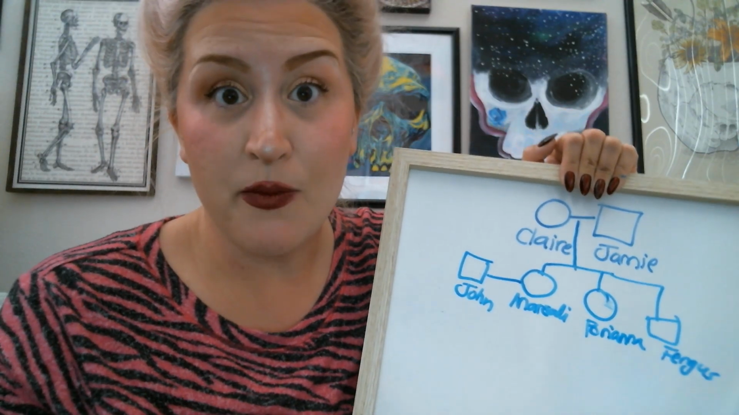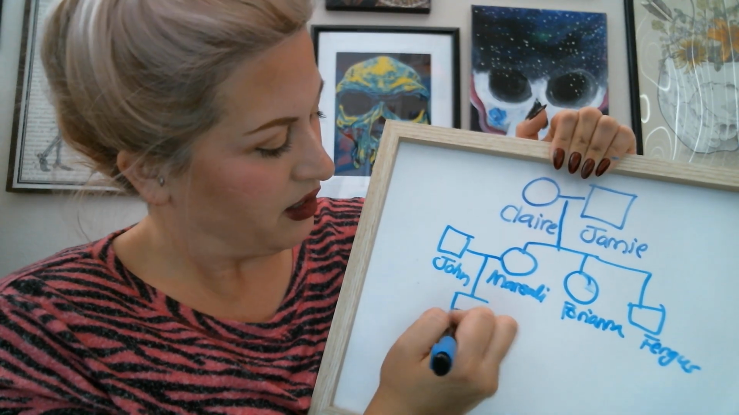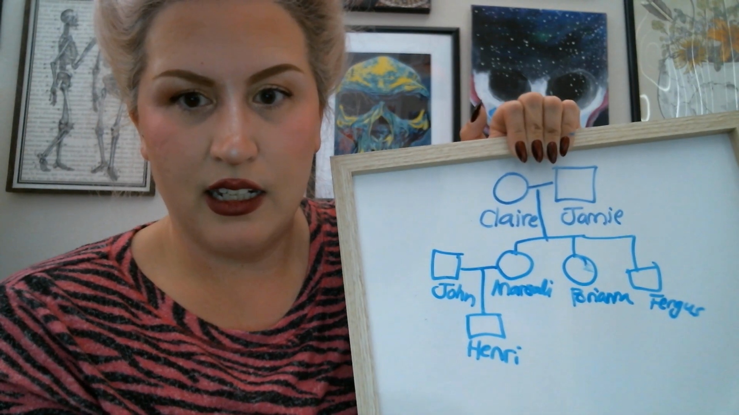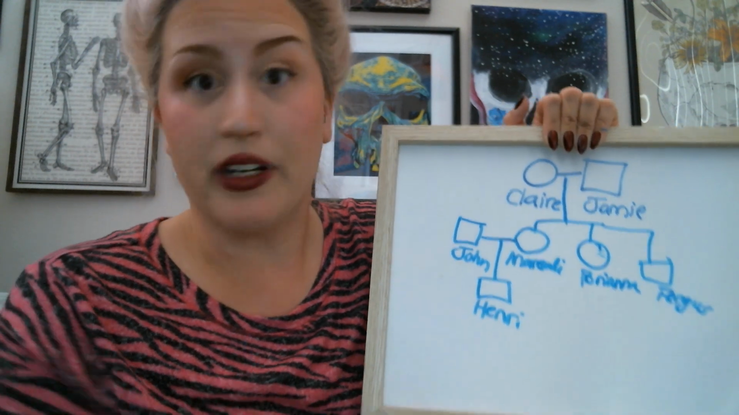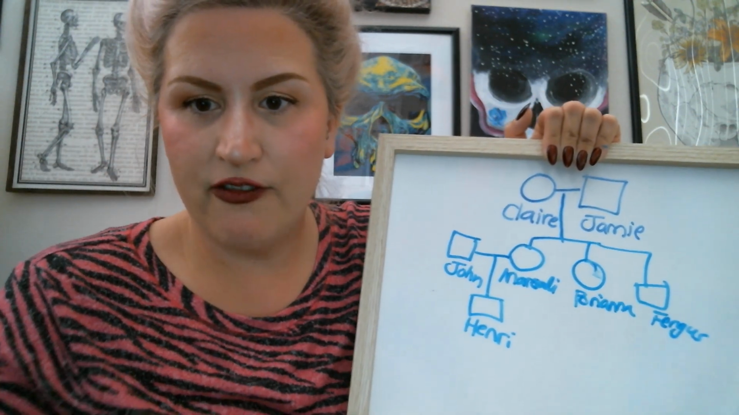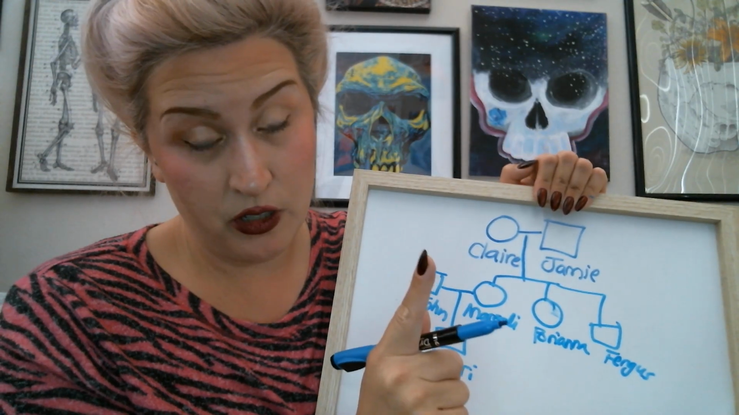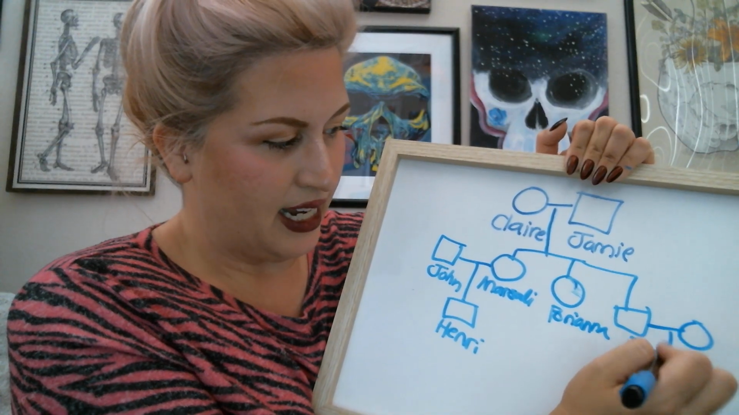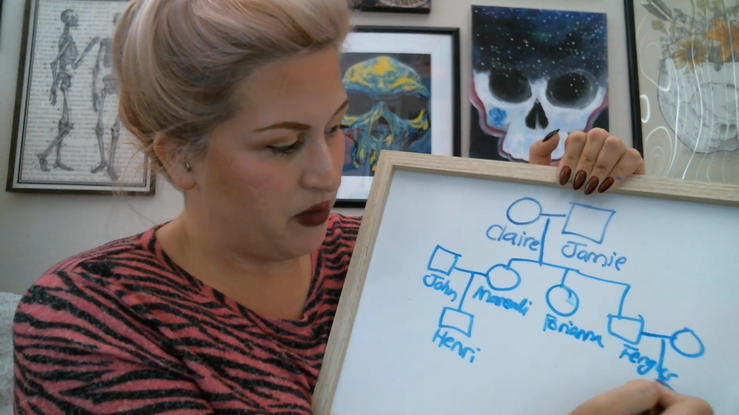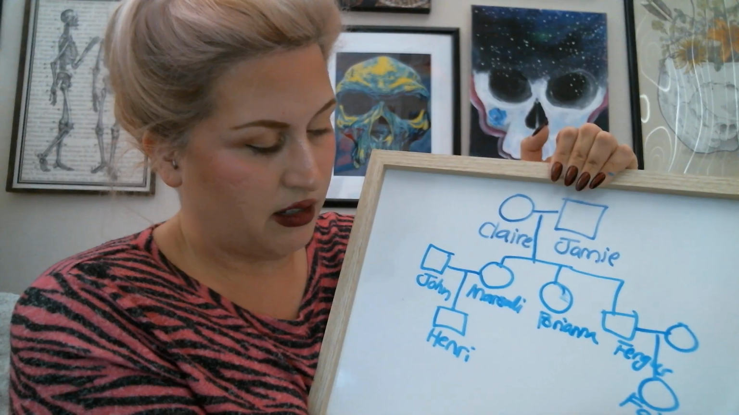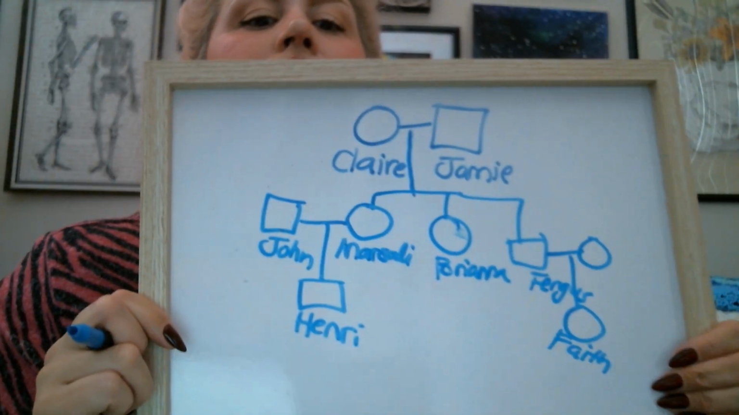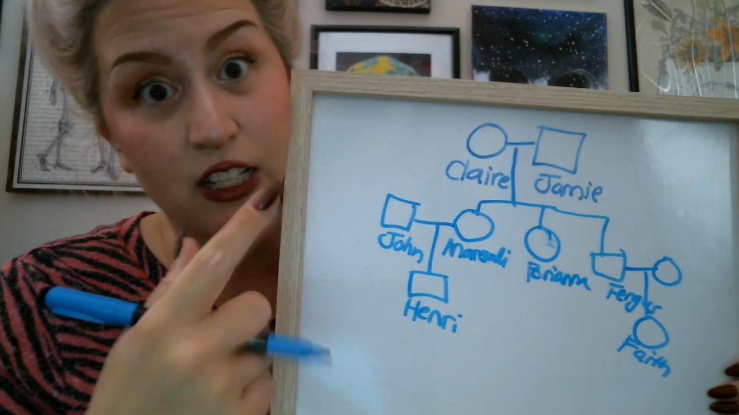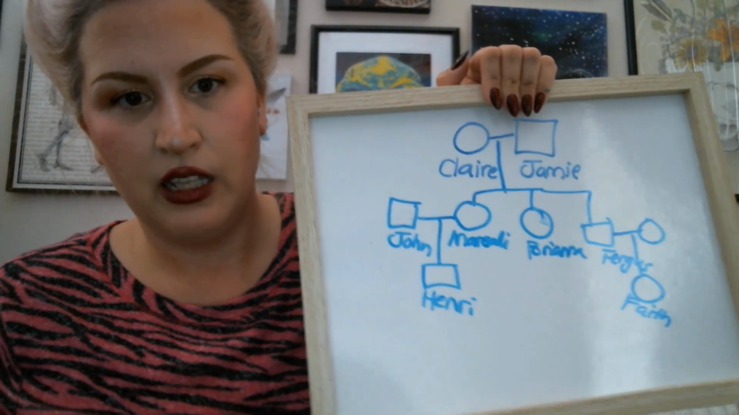Oh, the child. I forgot the child. The child's name is Henri, a male. And then Brianna has no offspring, so we can just leave Brianna by herself. And then Fergus has a child, Faith. Now, it didn't mention the female he mated with, but obviously we know that's how it works, so don't forget that. And then they have a child, a female, named Faith. Okay. So hopefully you're doing this as we go, so you can draw your own and make sense to you.